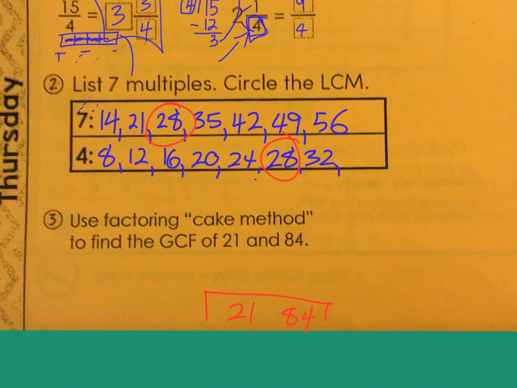If I add these two numbers together, 2 plus 1, I get a 3. And 8 plus 4 is 12. Well, does 3 go into both those numbers? Yeah, so I know that 3 goes into 21 and 84. So that's all I'm going to do on that problem. I want to see what you come up with and if you can get the right solution.